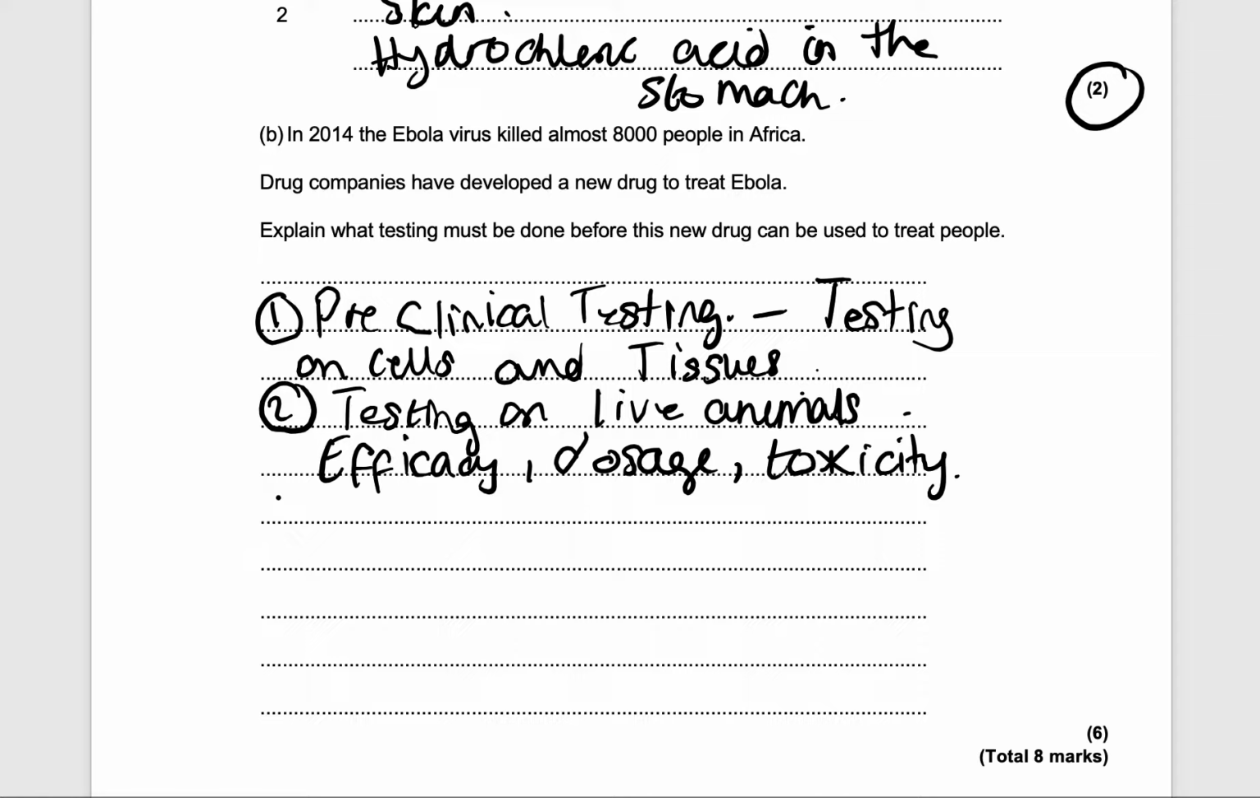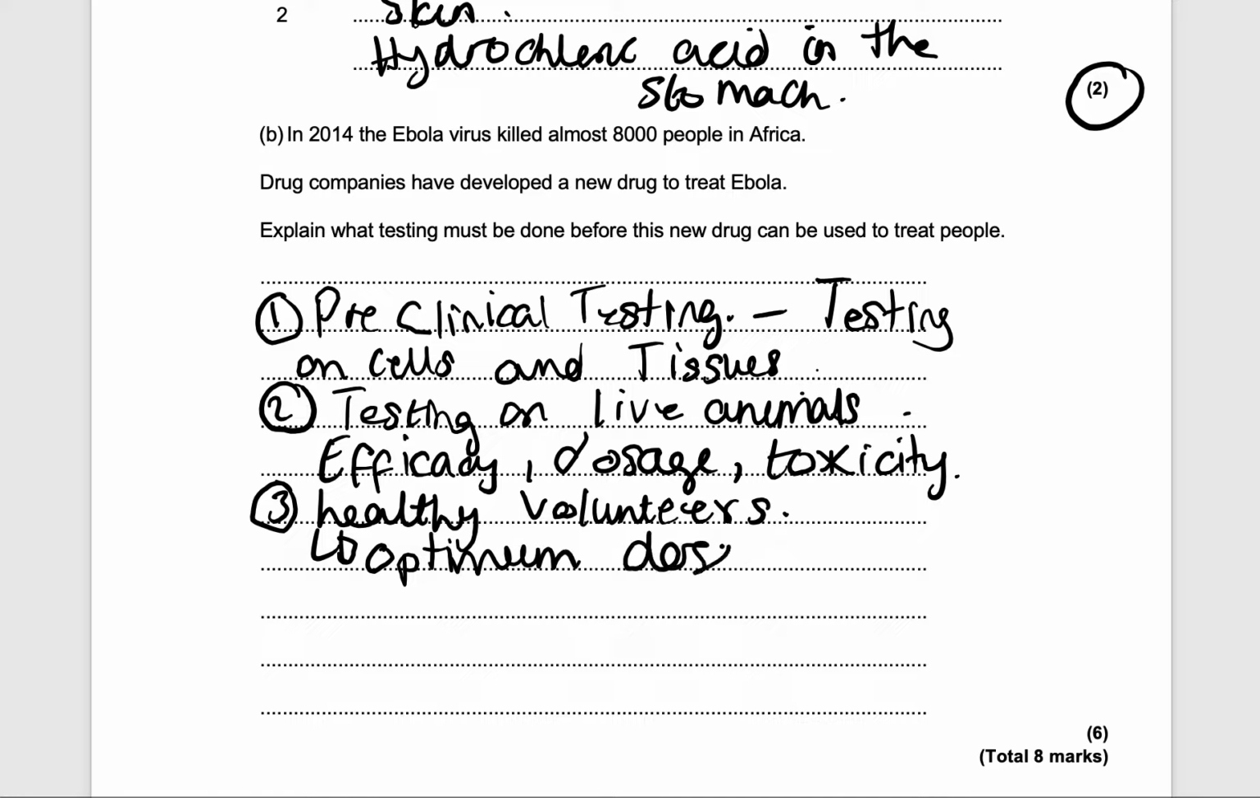Okay, step 3 is on healthy volunteers. And this is to work out the optimum dose. So the optimum dose of the drug, the best dose that you can use to check if it's safe or not. Then number 4 includes the double blind trials, which include the placebo.